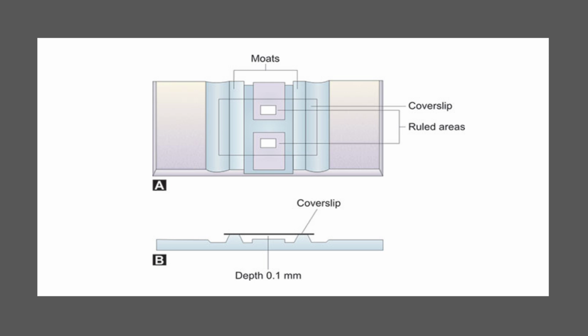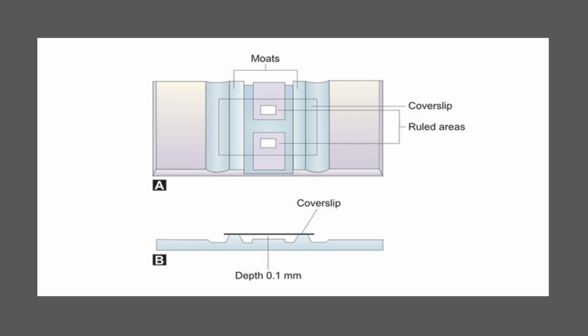Now the two central platforms are separated from the lateral platforms. The groove in between them, the trench, is known as the moat. When a cover slip is placed over the central platform, the lateral edges of the cover slip are supported by the lateral platforms. But the central platform is not at the same level as the lateral platforms. It is a bit depressed.